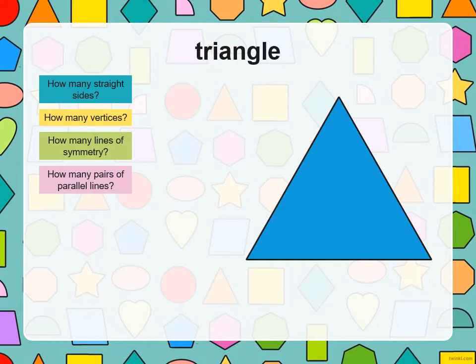Let's look at a triangle now. How many straight sides? 3. How many vertices? Also 3. How many lines of symmetry? Do you know? Up to 3 lines of symmetry. And how many pairs of parallel lines? None. I wonder if you can do the next one yourself.